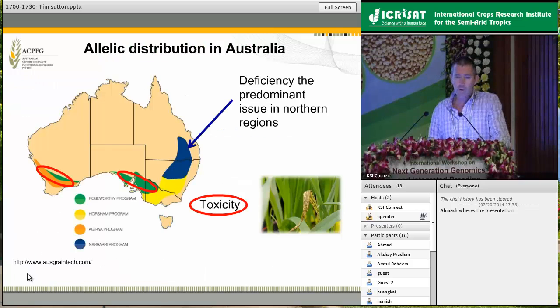So as well as characterising the different forms of these alleles, we're also interested in looking at the allelic distribution across the Australian environments. And remember I said before that it's mainly our southern environments that have problems with boron toxicity, and it's actually the northern environments, coloured in blue there, that have the opposite effect, and that is usually with low boron conditions. So we're interested in looking at the allele frequency amongst lines that were bred for those different environments.